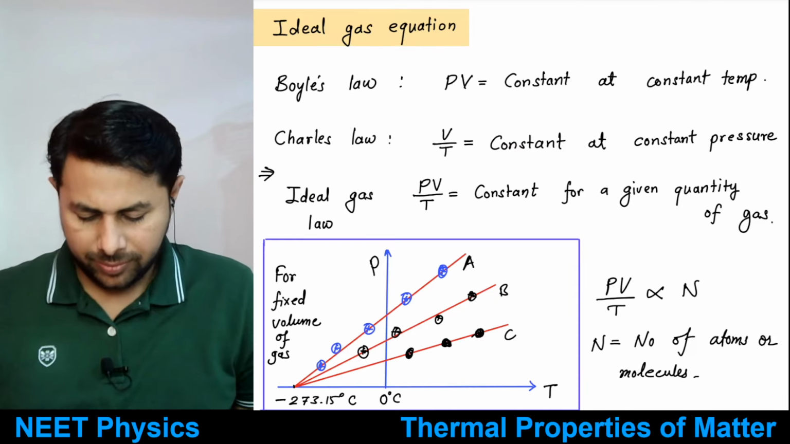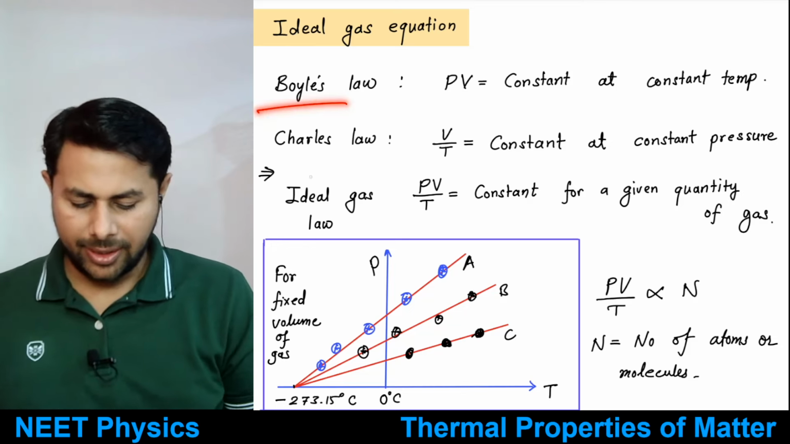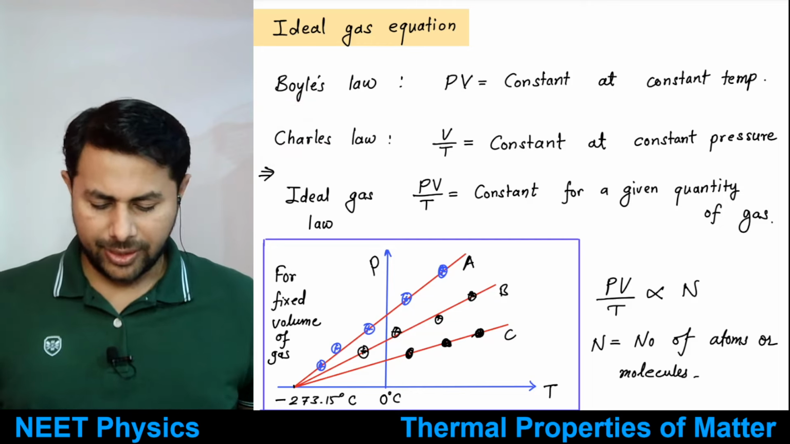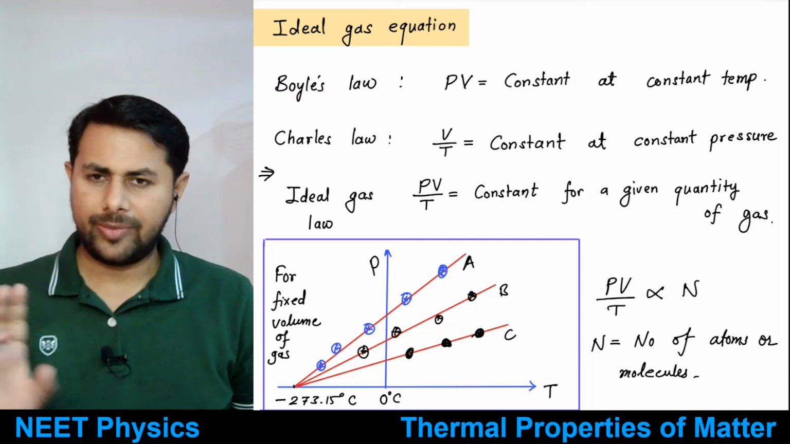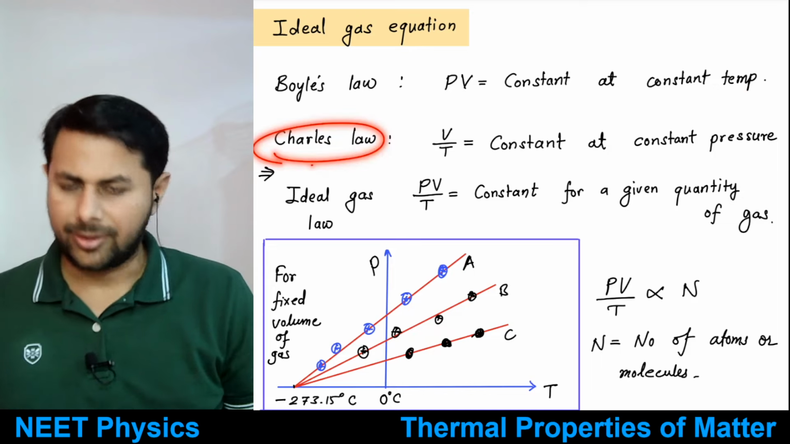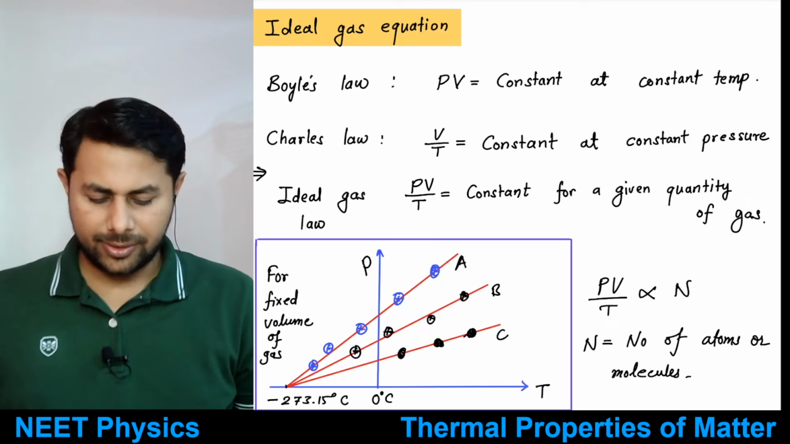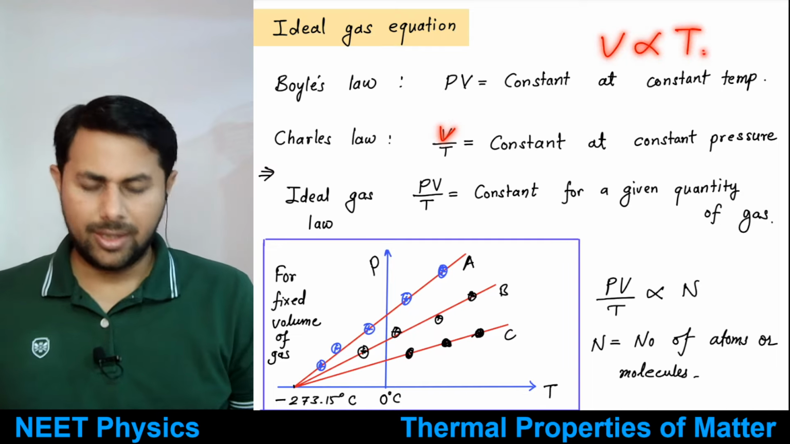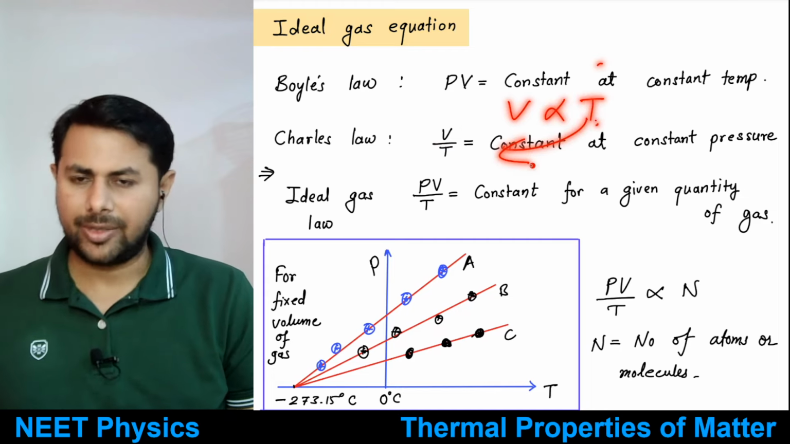Now gases follow certain laws: Boyle's law, Charles' law, and Gay-Lussac's law. What does Boyle's law say? Boyle's law says that pressure is inversely proportional to volume at a constant temperature. We have just seen it. Then there is Charles' law. Charles' law says that if pressure is constant, then volume is directly proportional to temperature.